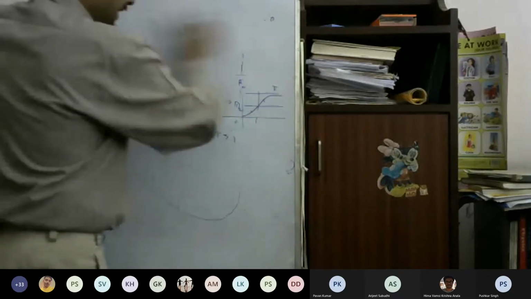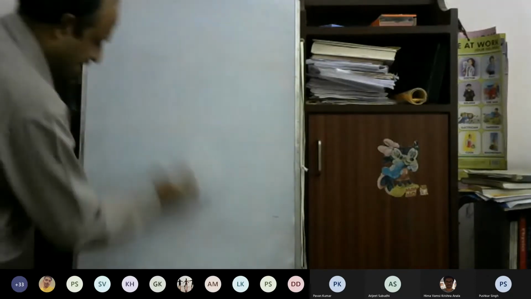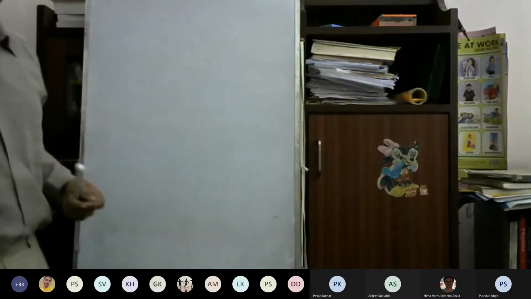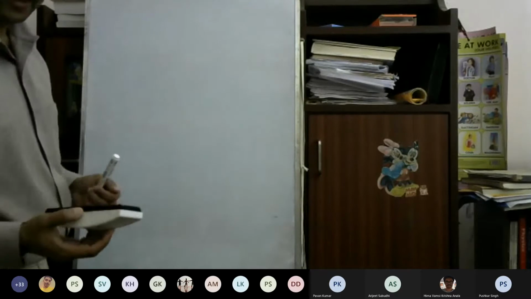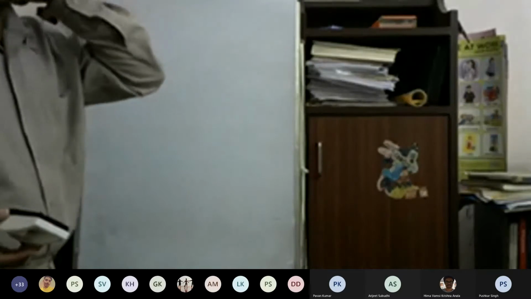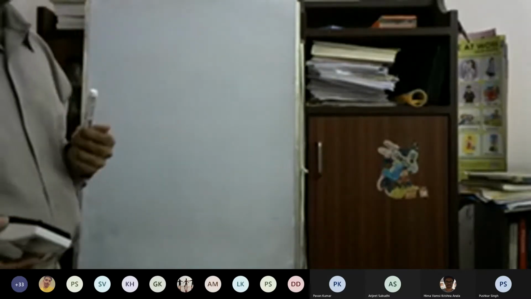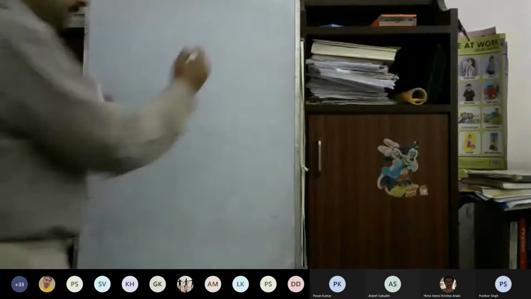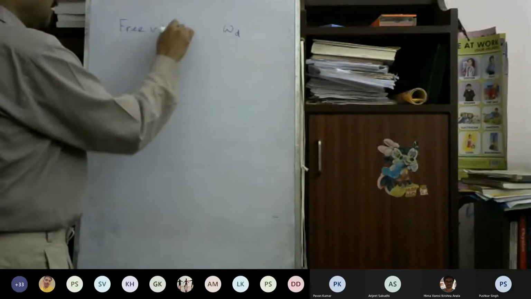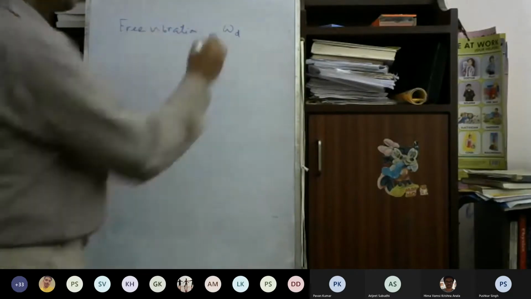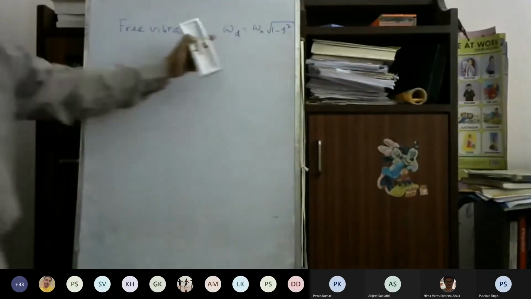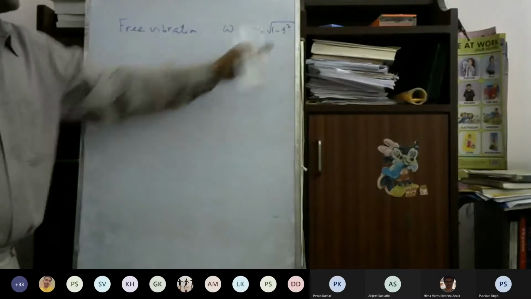So normally in an experiment, suppose you want to find out the natural frequency of the system. How do you get the natural frequency of the system? One way is to record the response of the free vibration. If you let the system vibrate freely, then you can get it. But this way you may not be able to find the natural frequency correctly, because the frequency you get from the response will be omega d, which is not exactly omega n.